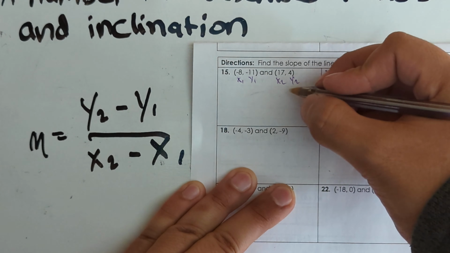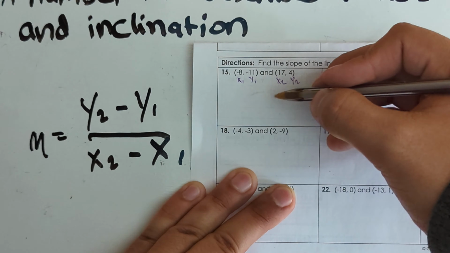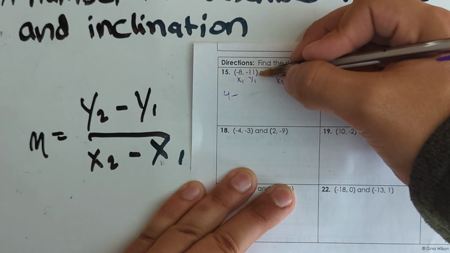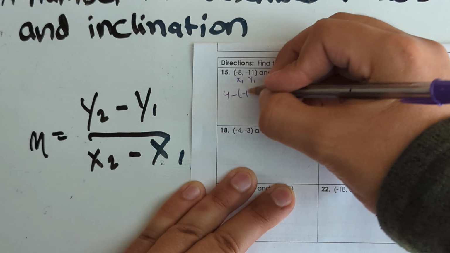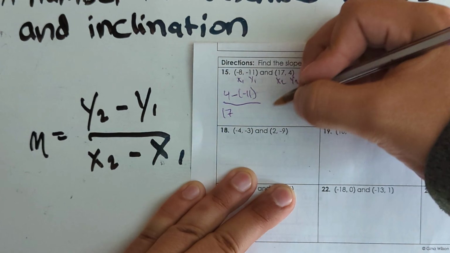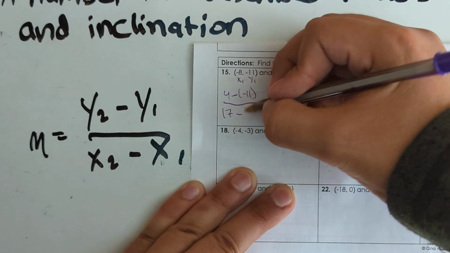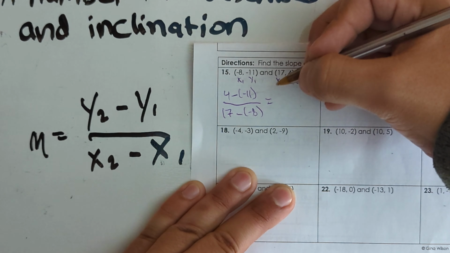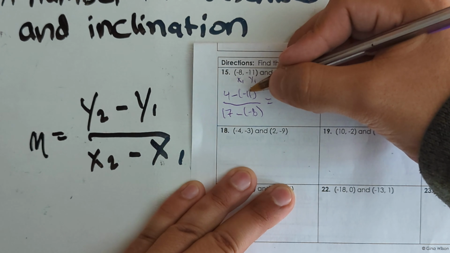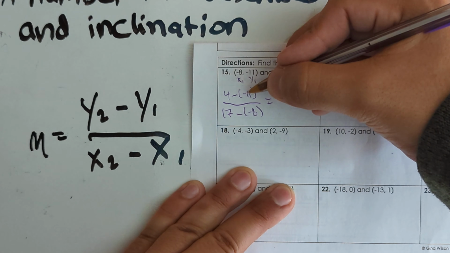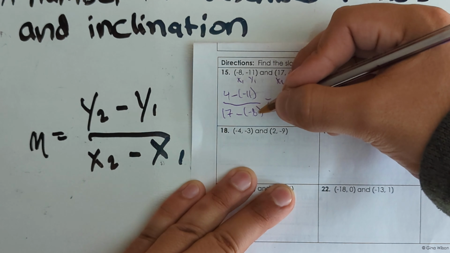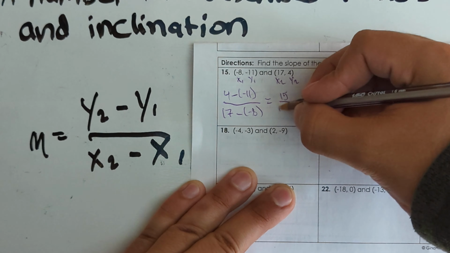Now after we do this, we plug it into the formula. So y2, we identify it as 4. So 4 minus y1, we identify it as -11. So we'll put -11 over x2, 17, minus x1, -8, which is equal to our slope. So 4 minus a -11, if we're not sure, we can use a calculator. But when we minus a negative sign, it's the same as adding, so that's 15. 17 minus a -8, that's the same as adding, 25.